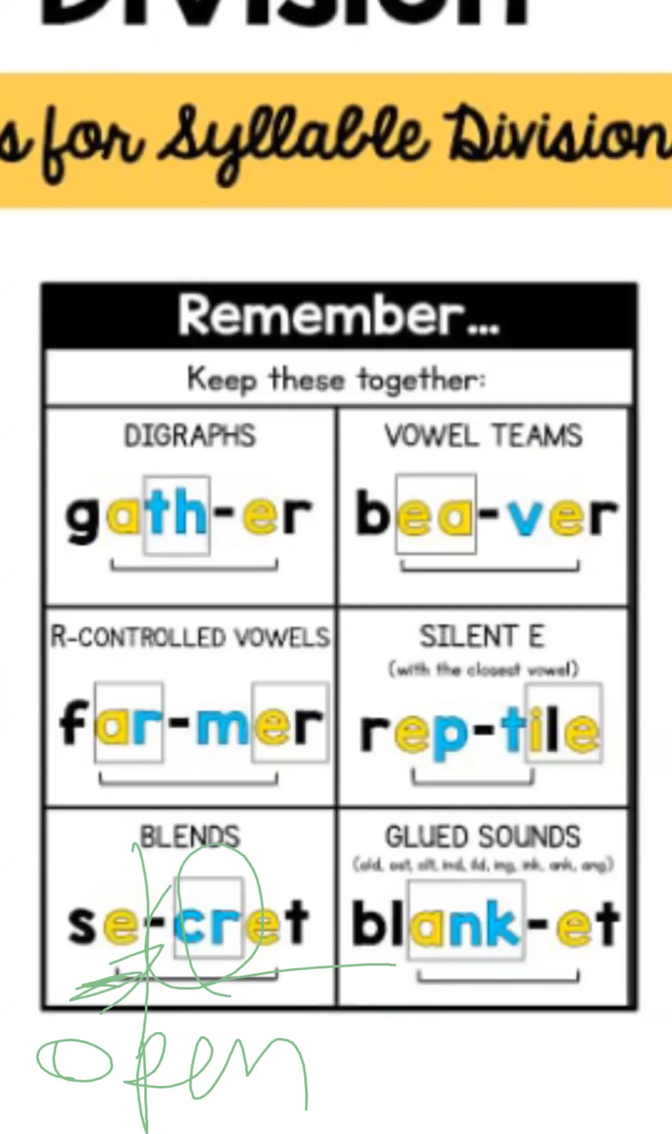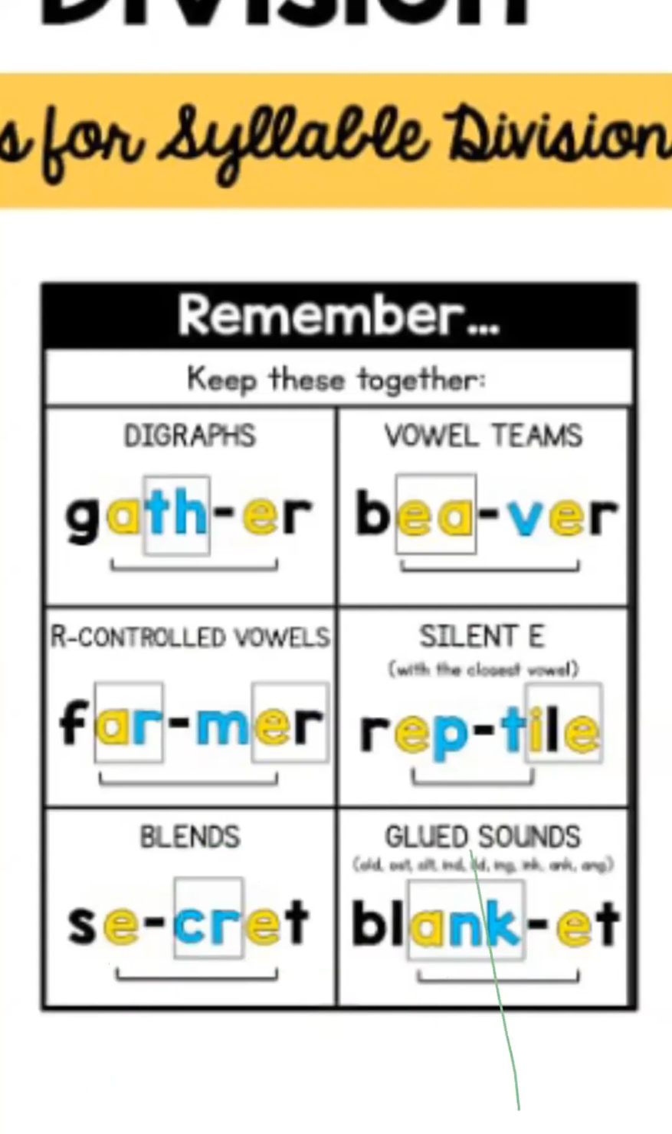Similarly, you can see blanket. These are called glued sounds. They come together: NG, NK. They are treated as one single sound. So you cannot split them like this. Why? Because NK is considered as one glued sound, and they are one sound. So we cannot divide it here.